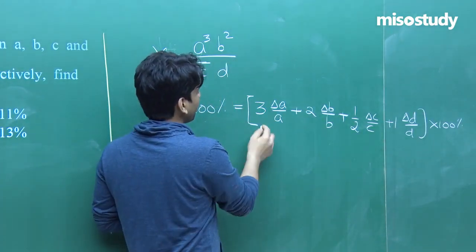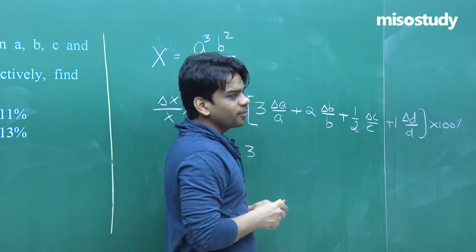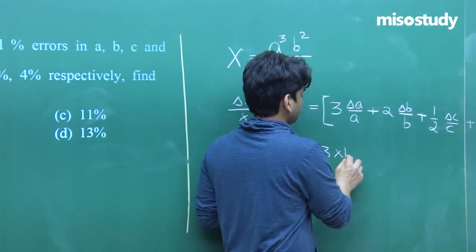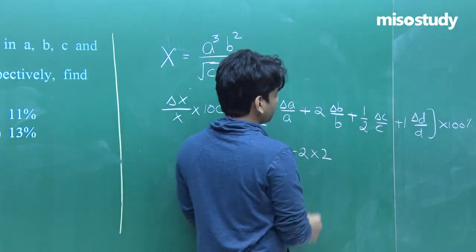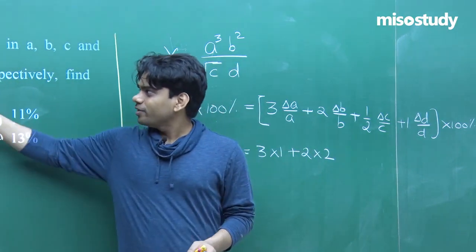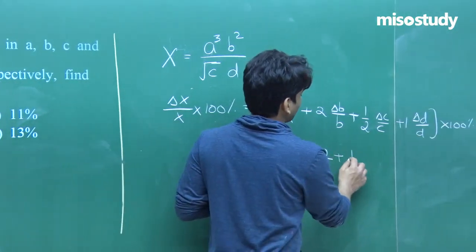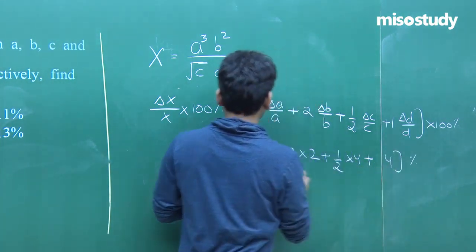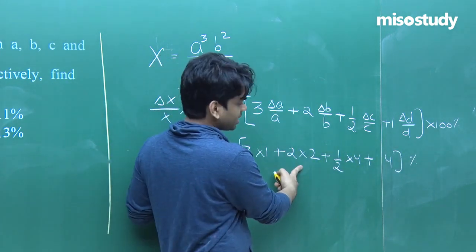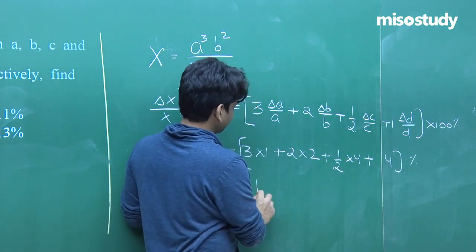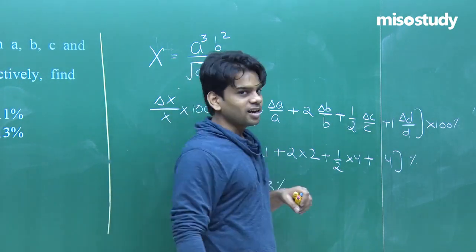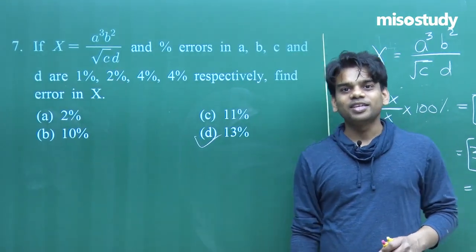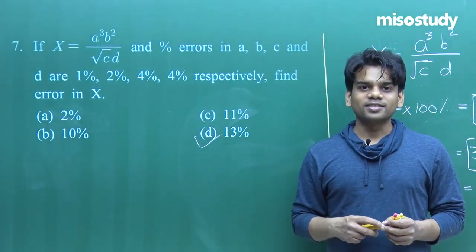Let's go ahead, let's put up the values. 3 delta A by A, it's percentage error. For A we have 1, for B we have 2, you can check, for C and D we have 4 and 4 respectively. So this will be 1 by 2 into 4 plus 1 into 4 percentage. 3 plus 4 is 7, 7 plus 2 is 9, 9 plus 4 is 13. 13% is the answer. The right answer will be option number D, that is the 13% is the percentage error in the value of X.